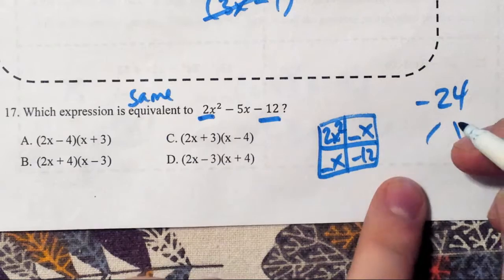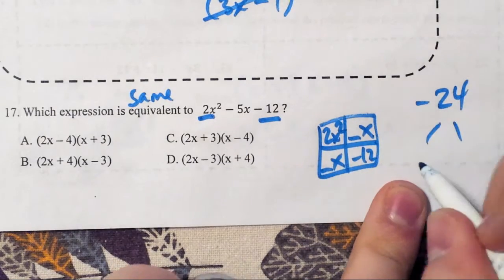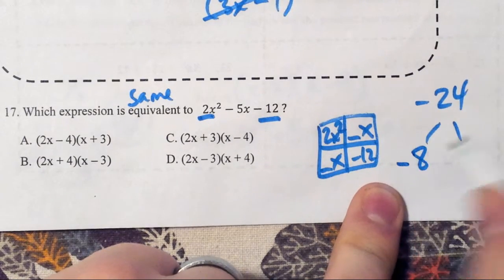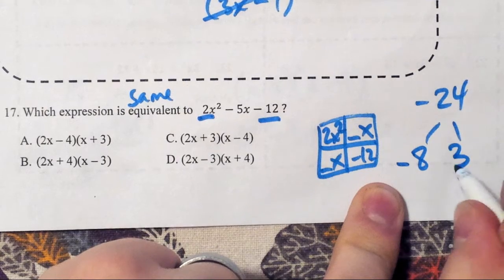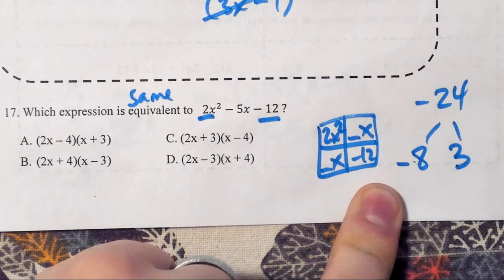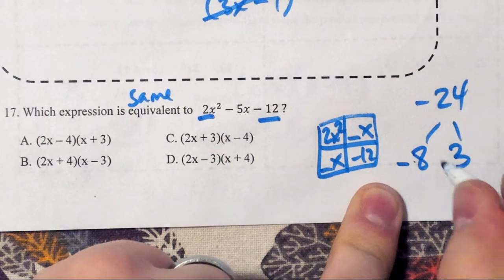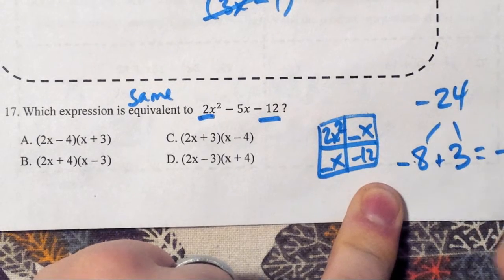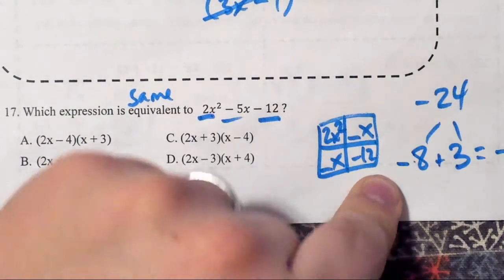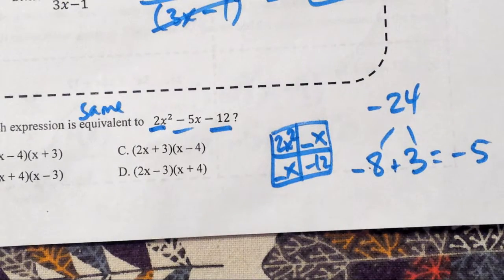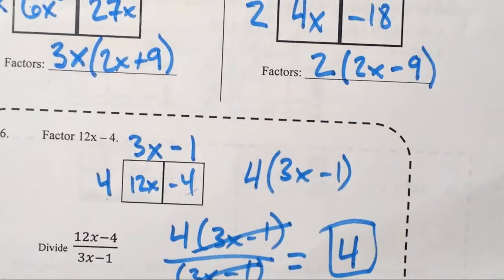My factors of negative 24 that are going to add up to negative 5 would be negative 8 and a positive 3. Negative 8 times 3 gives me negative 24. And if I add those together, I get negative 5, which is what my b is here. So I get my negative 5, which is what I want.